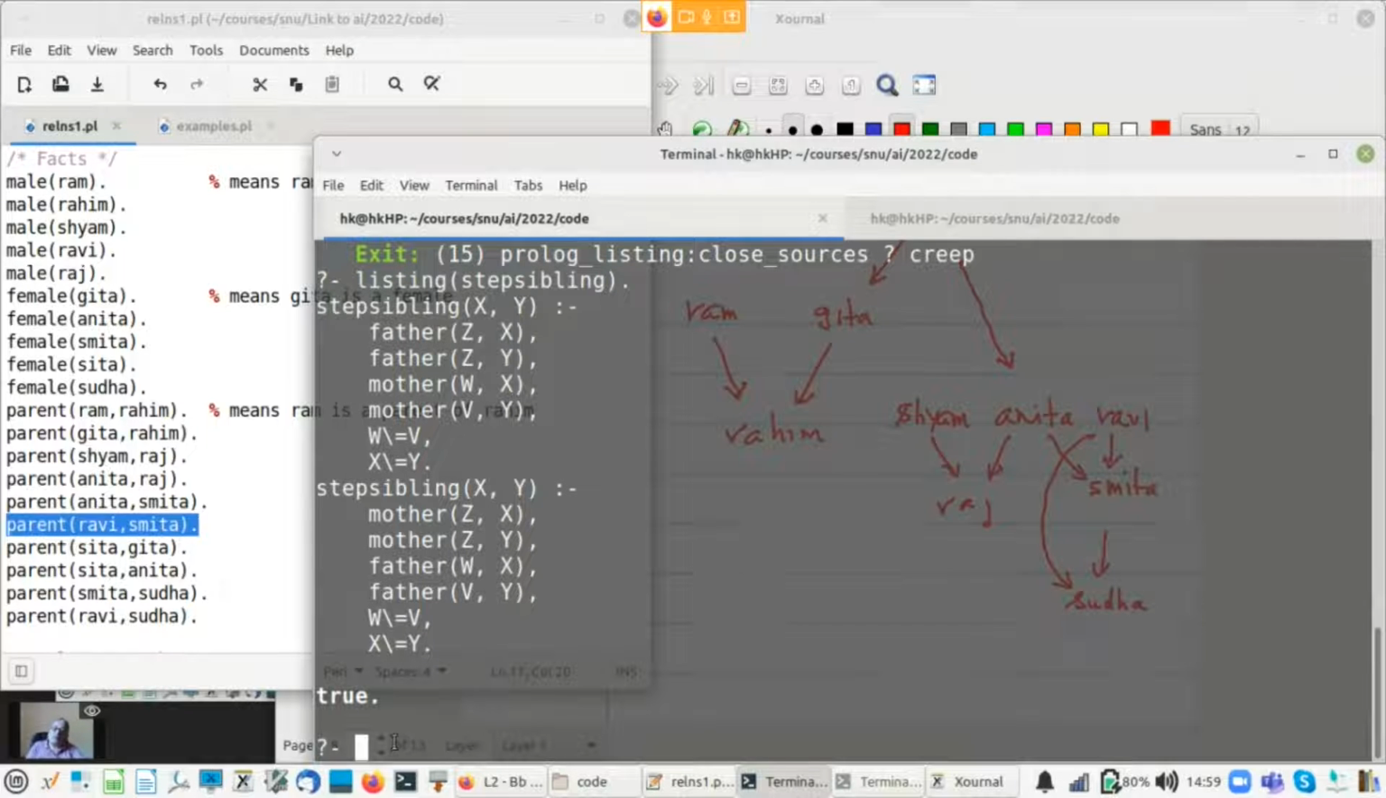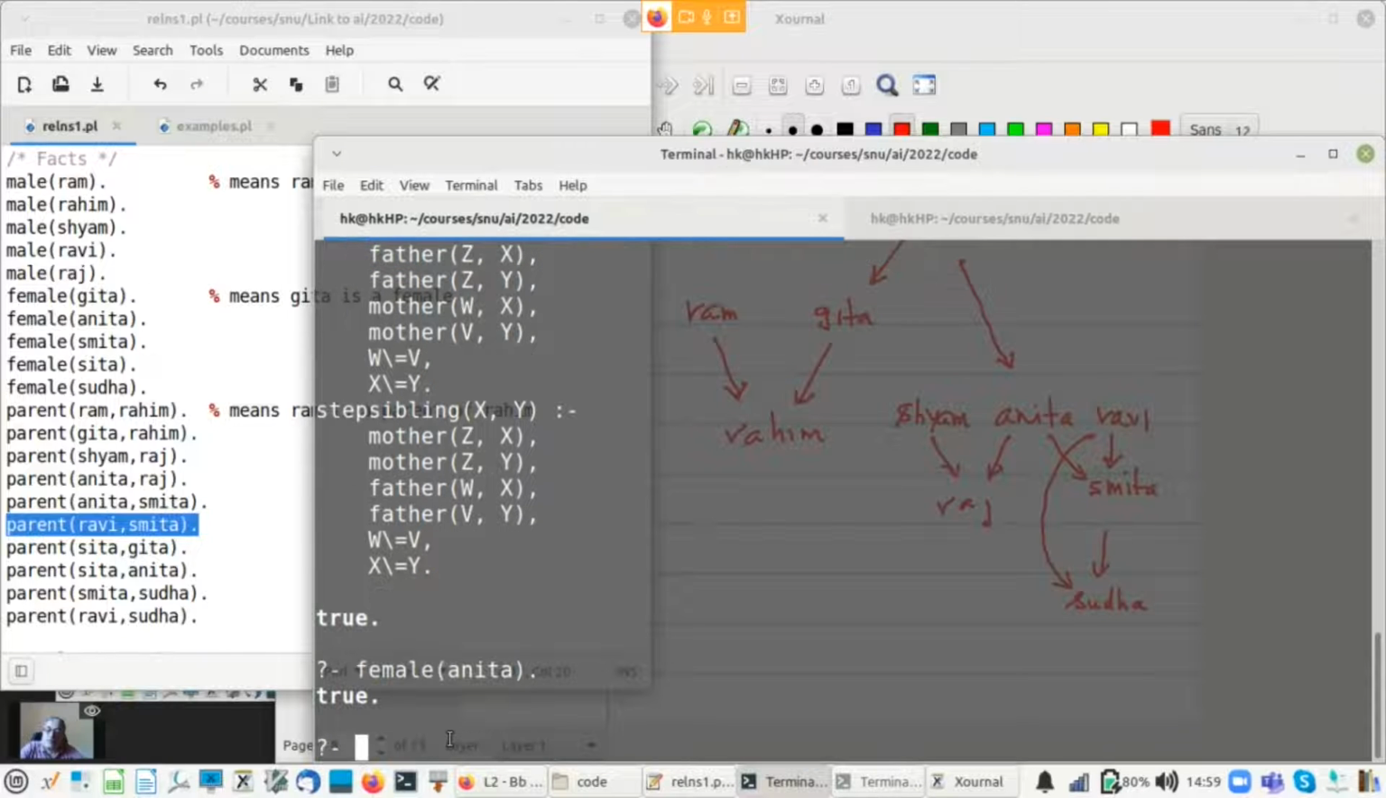So this is the program. It has facts and rules. Now you can try to write some goals. For example, we can write some very simple goals like female Anita. Now this is actually a fact, so it's going to check your set of facts and say whether it's true or not. So female Anita is true.